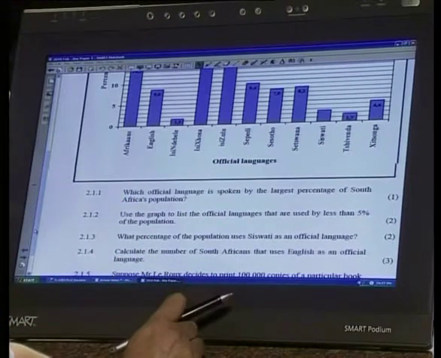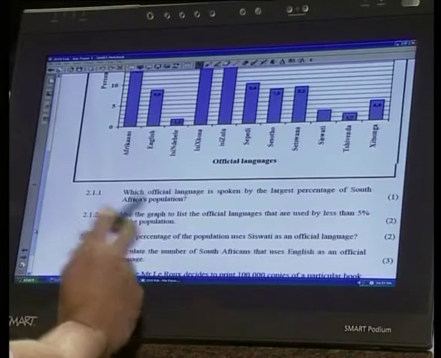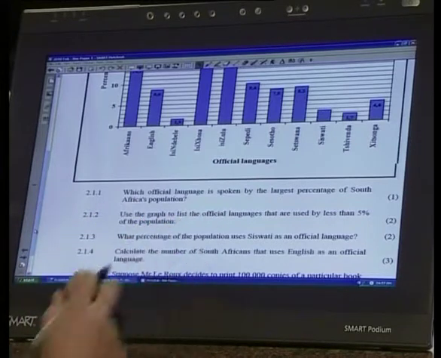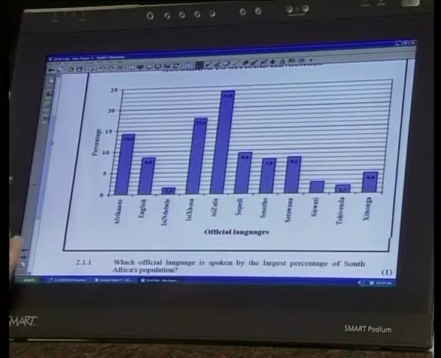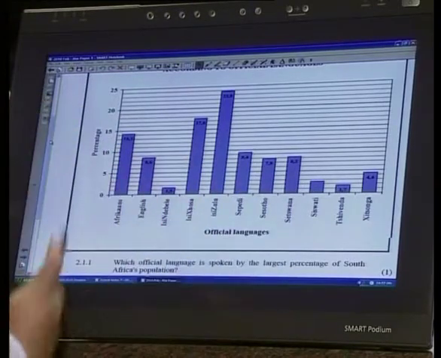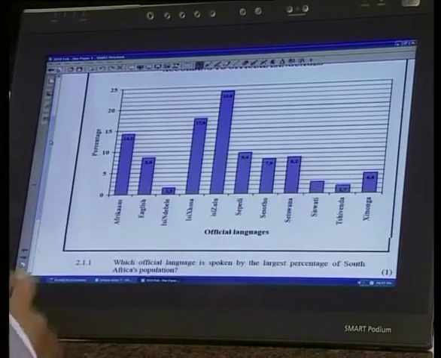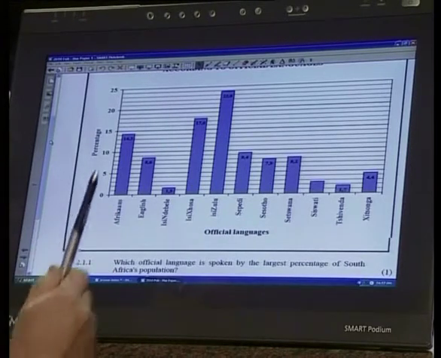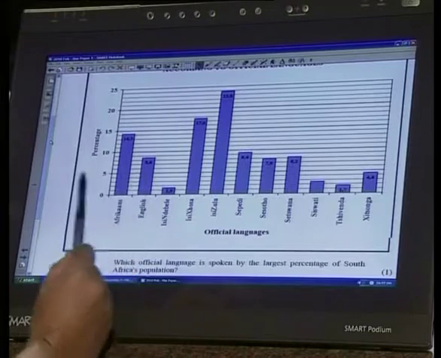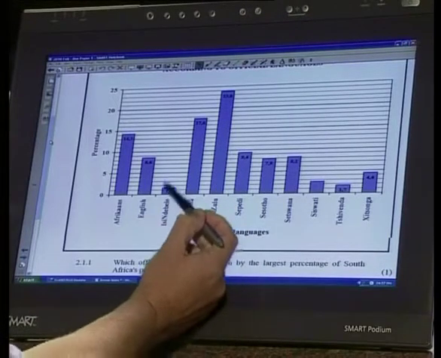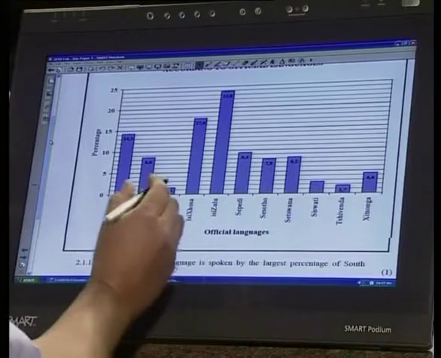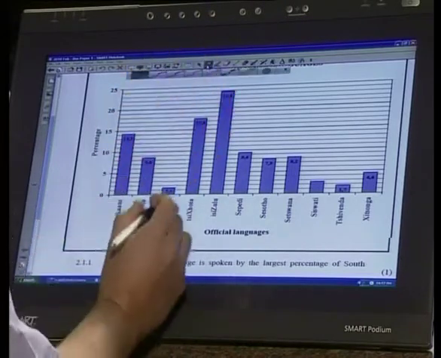Question 2.12. Now it says use the graph to list the official languages that are used by less than 5% of our population. Let's look at the graph again. Looking at it, here's our 5% line. We're wanting to know now what graph is below this 5%. Well, Afrikaans is way over the top. English is over the top. Here we go. isiNdebele, 1.5%. That is one of our answers right here.